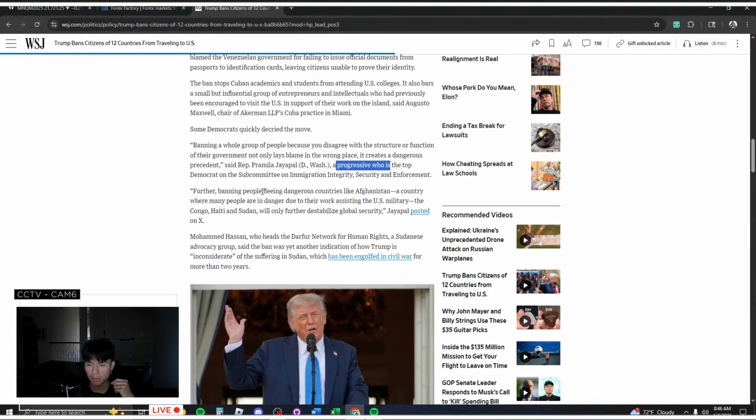So he's banning people from coming inside the United States due to the fact that there's not enough information about their identity and there's not enough proof. Further, banning people fleeing dangerous countries like Afghanistan, a country where many people are in danger due to their work assisting the United States military, the Congo, Haiti, Sudan, will only further destabilize global security.